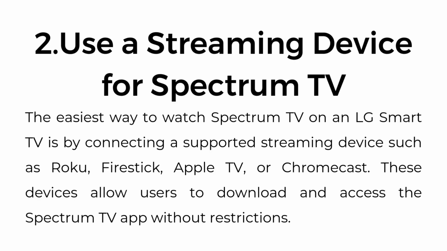2. Use a streaming device for Spectrum TV. The easiest way to watch Spectrum TV on an LG Smart TV is by connecting a supported streaming device such as Roku, Fire Stick, Apple TV, or Chromecast. These devices allow users to download and access the Spectrum TV app without restrictions.